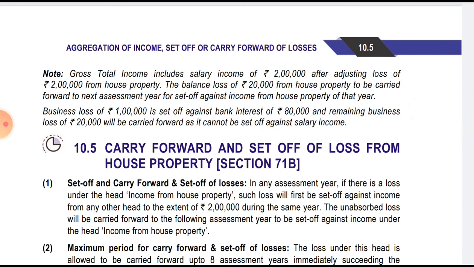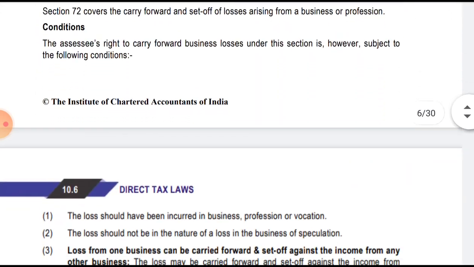The gross total income includes the salary income of 2 lakh rupees after adjusting 2 lakh rupees from the house property. The balance of 20,000 rupees of the house property is to be carried forward to the next assessment year for the set off against the income from the house property of that year. Business loss of 1 lakh rupees is to be set off against the bank interest of 80,000 rupees, and the remaining loss of 20,000 will be carried forward, and it cannot be set off against the salary income. Perfect. We are done with that illustration.